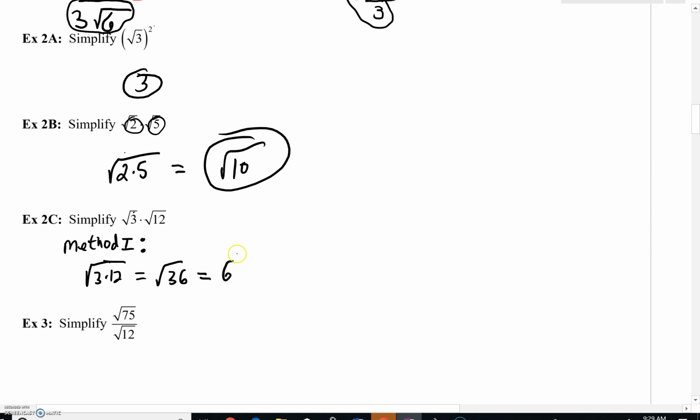You can say, hey, look at this. My numbers multiply to a perfect square. I just get a 6. But look, I guess what I want to tell you is a lot of times it's not going to work out quite so nice.